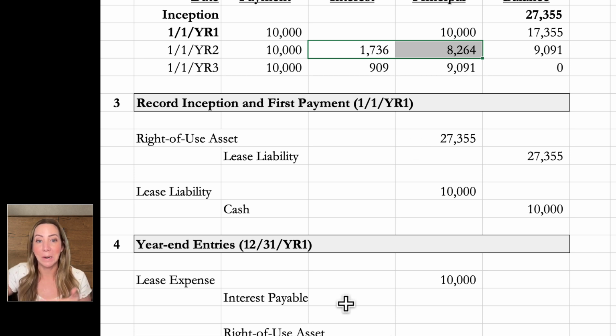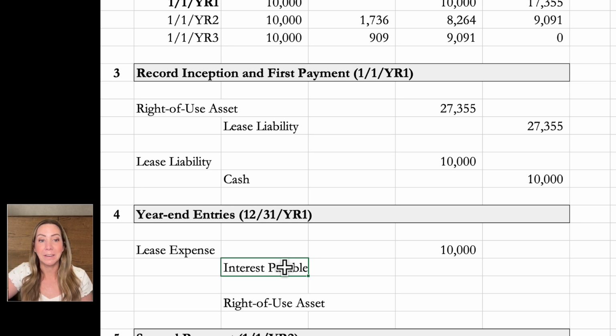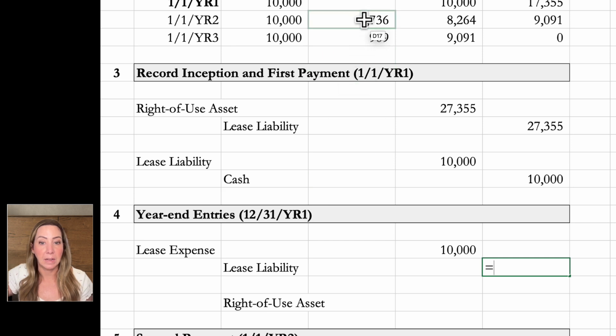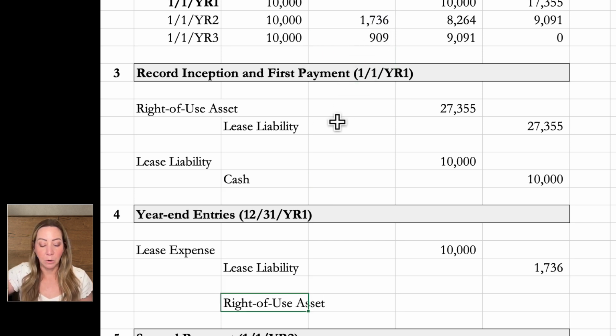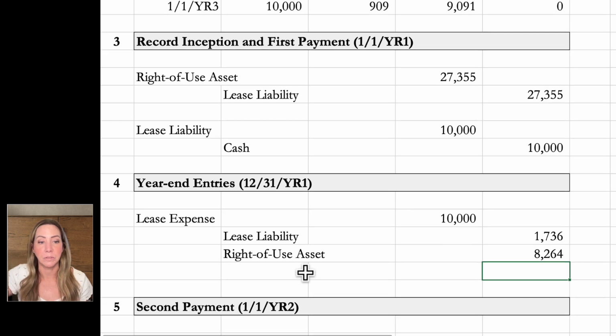But we do have the credit side of the entry. So instead of crediting interest payable, we're going to credit lease liability for the amount that represents the interest allocation. And then we are going to credit the right of use asset for the amount that would be dedicated to principal. So that is our operating lease entry, recording the lease expense for the full amount of the payment instead of allocating it to interest and principal.